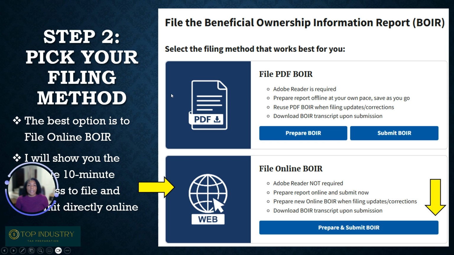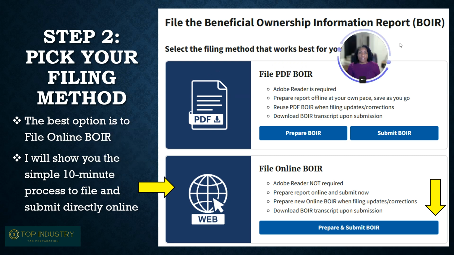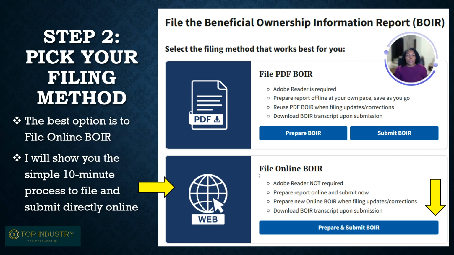After that, it's going to ask you what type of report, how do you want to file it? Well, how you want to file it is you want to do the online filing. This means you don't have to download anything. You don't need to make sure you have the right software or anything like that. You just do it all right online, and it takes probably 10 minutes. So you're going to click the one for the web, the online BOIR, and then you hit right here, prepare and submit BOIR.